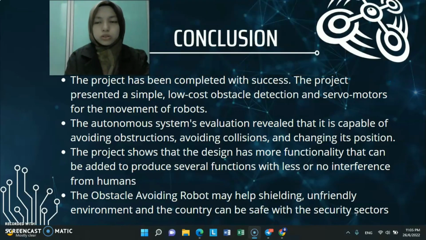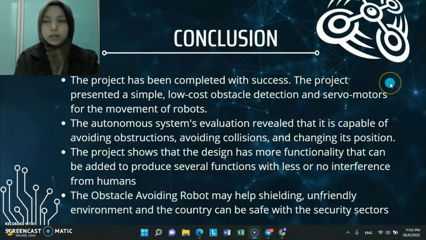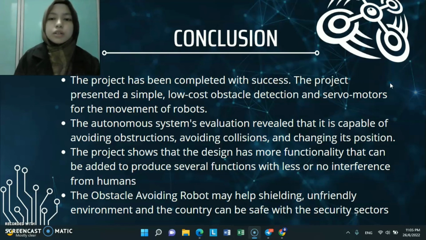Thank you. We continue with the conclusion, with me, Nurshahani binti Abdul Halim, AE10045. From this project, the project has been completed with success, and it presents a simple, low-cost obstacle detection and servo motor for the movement of robots. For the second conclusion, the autonomous system evaluation revealed that it is capable of avoiding obstruction, avoiding collision, and changing its position when it detects an obstacle.